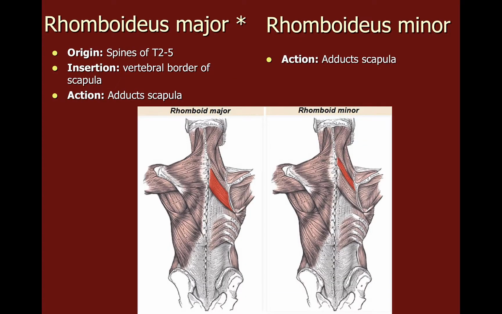And our rhomboideus major and rhomboideus minor. On the left, we see our rhomboideus major. The origin is the spines of T2 to T5, and it's going to insert on that vertebral border of our scapula. This is going to adduct our scapula. And then rhomboideus minor, again, is going to adduct those scapula back here.